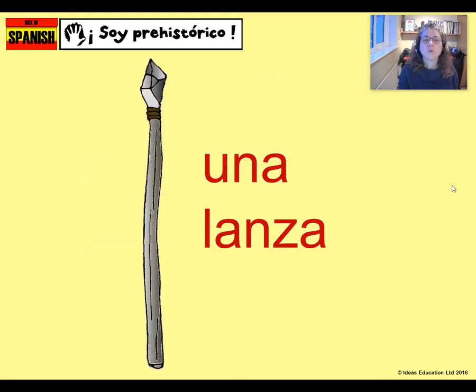The next one, una lanza. Una lanza. What do you think one of those is? Una lanza is a spear. So we have a word in English, don't we? Lance, which is connected to spear.